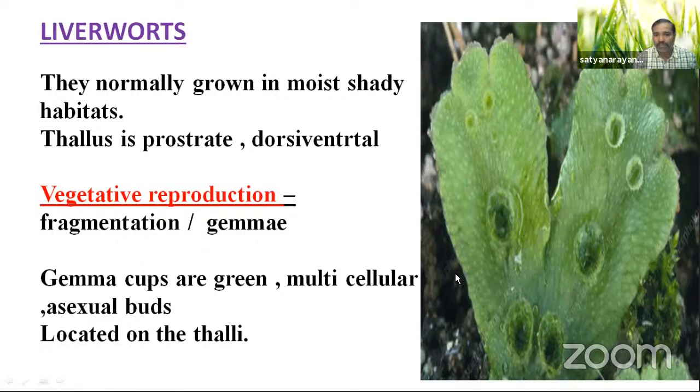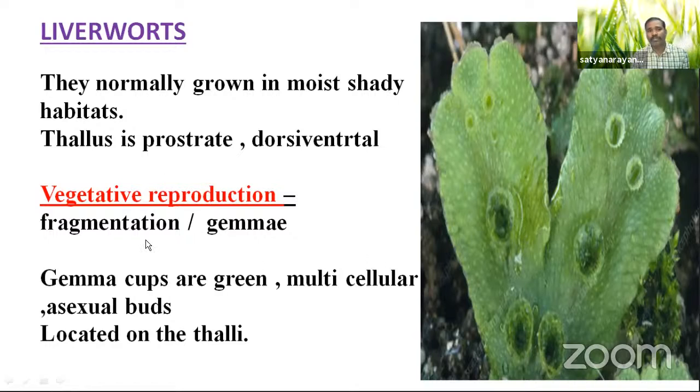Dorsal region and ventral region are there. Now this is the ventral region, and on it you can find the gemma cups. These are the gemma cups, and you can find the midvein also. The chlorophyllous or leaf-like structure is present on the dorsal side, and on the ventral side we can find the rhizoids also. The thallus is prostrate and sometimes erect also, and exhibits the dorsiventral condition.